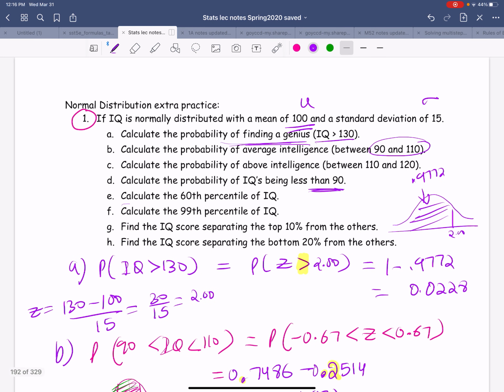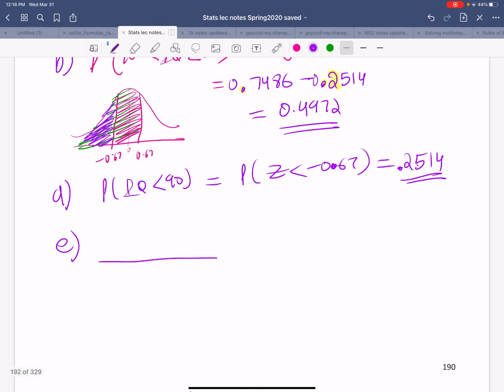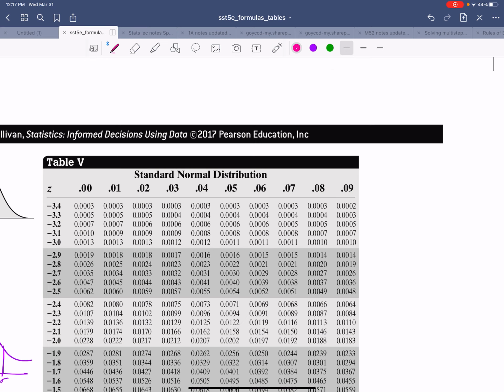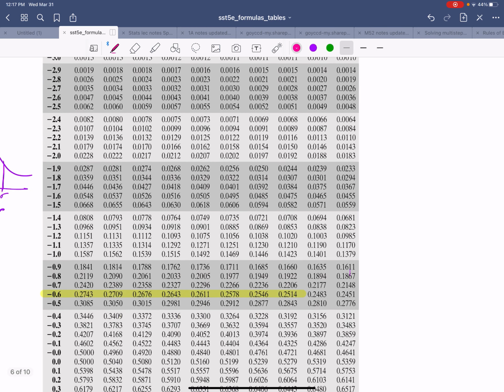Okay, now let's check out part E. Part E says calculate the 60th percentile. 60th percentile, we talked about percentiles in chapter number 3. 60th percentile is the one that has 60% area to its left. 60% changed to the decimal is 0.6000. Am I going to look into positive z-scores or negative z-scores? Oh, well, I know it's going to be a positive z-score because it's got 60% area to its left, okay? In the positive z-scores, let's look for 60% area to the left. So in the positive z-scores, 0.60 in the body of the table.